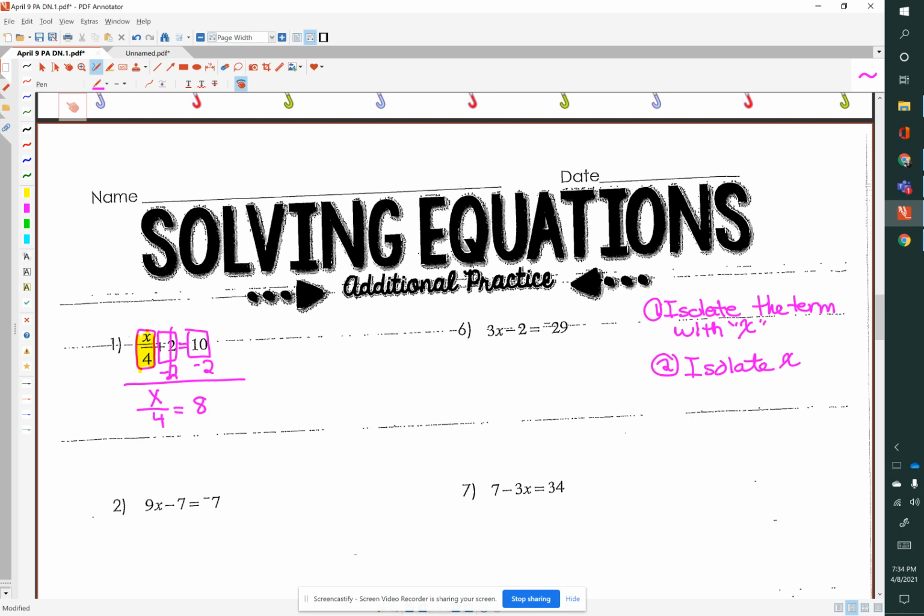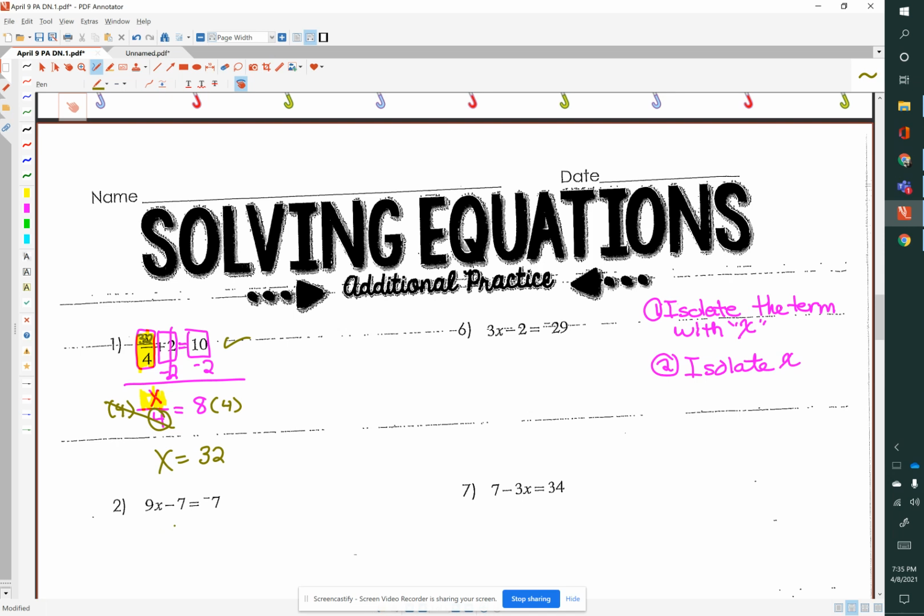Now, I still need to isolate this x. So what I will do is the inverse of whatever is happening to x. So first I say, what is happening to x? It's being divided by 4. The opposite of division is multiplication. So I will multiply by 4, but whatever I do to one side, I have to do to the other. So 4 over 4 cancels, it becomes 1. And now our x equals 8 times 4, which is 32. So if we substitute 32 for x and solve this, our answer will check.